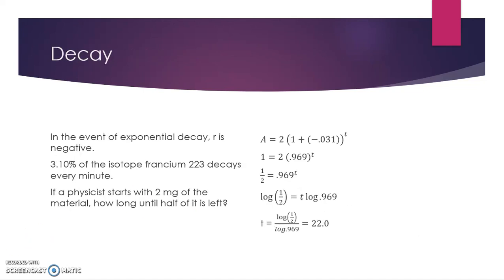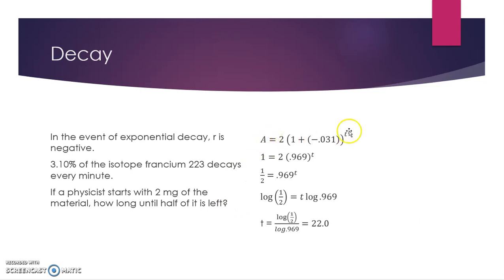Okay, now in decay, I mentioned earlier, the R is negative. So I'm doing what is called a half-life problem. I've told you that this isotope francium-223 decays, 3.10% of it decays every minute. So time is now measured in minutes. And if we start with 2 milligrams of the material, how long until you only have half of it because it's breaking down?